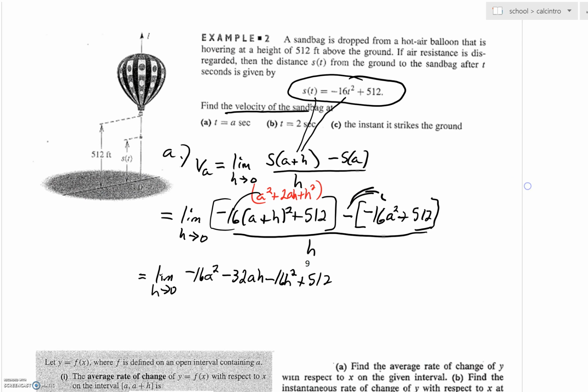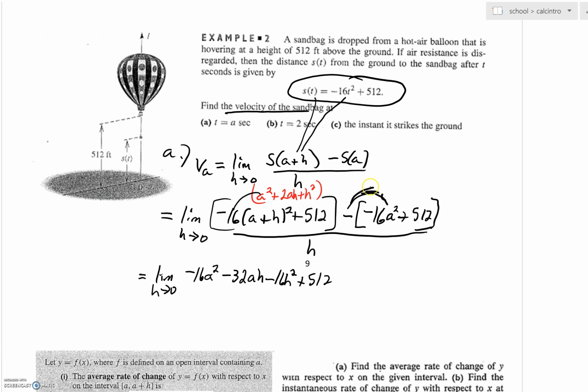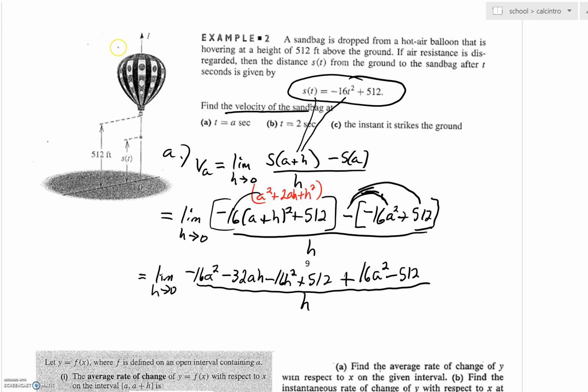You can think, well, wow, what's going to happen here when we do that? Sorry, having a little trouble here with the pen. That would be a plus 16a squared minus 512. Right now, this looks really messy, but there's some great news. Certain things are going to cancel out. Hope you can see a lot canceling out, really.